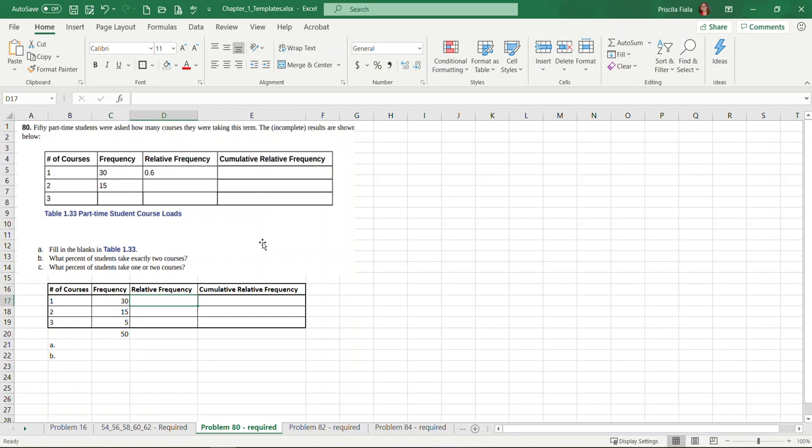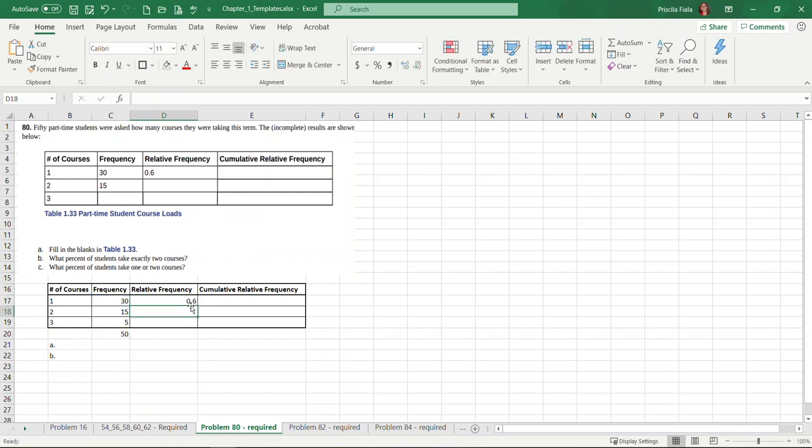Well, the relative frequency is nothing more than dividing the frequency by the total of the frequency. So we are going to do that. I'm going to do equals, select the cell 30, and divide it by my total right here, 50. And I am going to lock it. I'm going to press the F4 key to add these dollar signs to lock the cell, so you always divide by 50. So when I move down, it doesn't update to nothing because there would be nothing here.